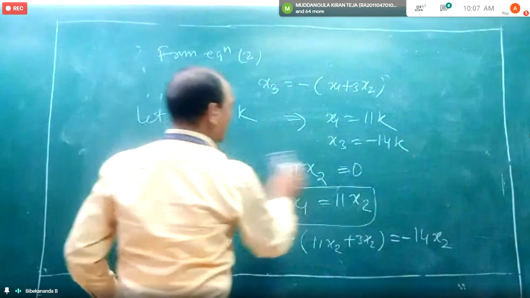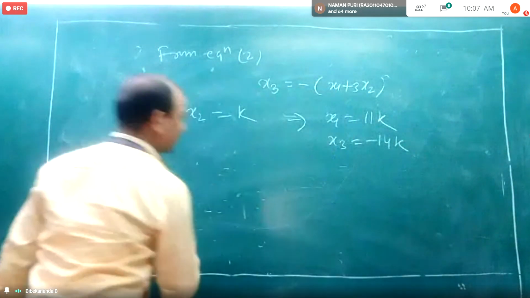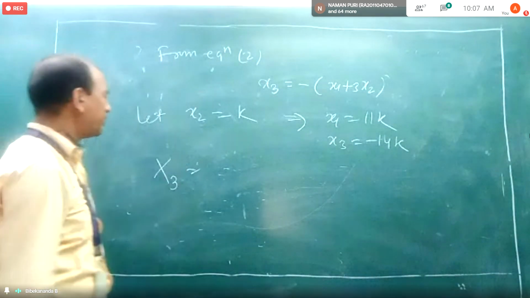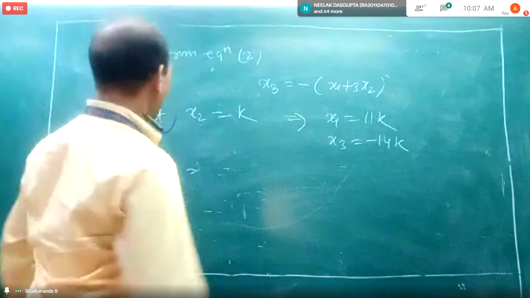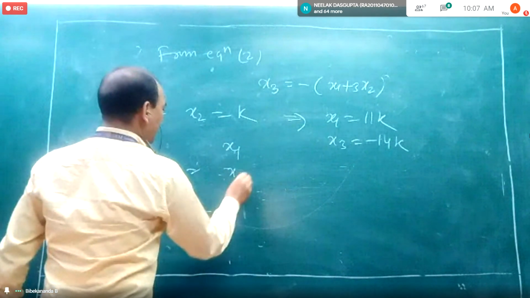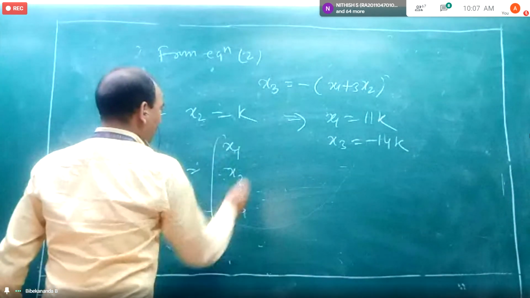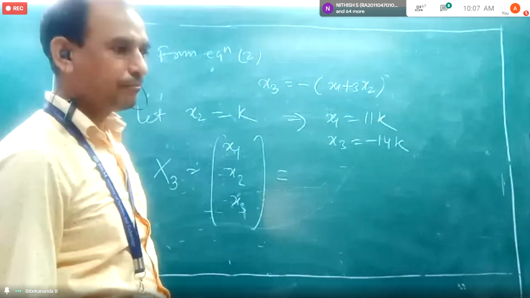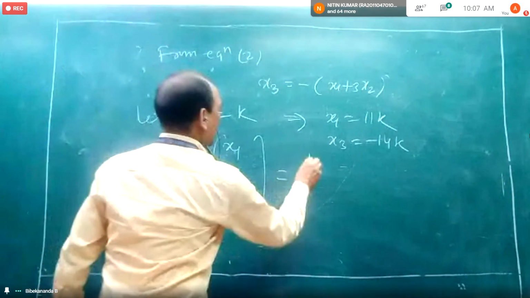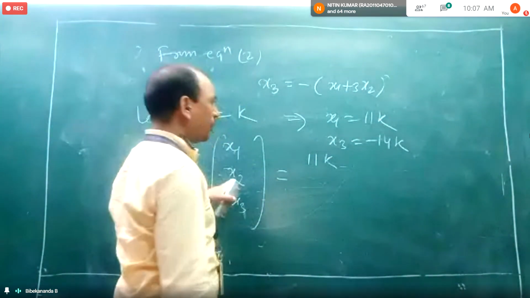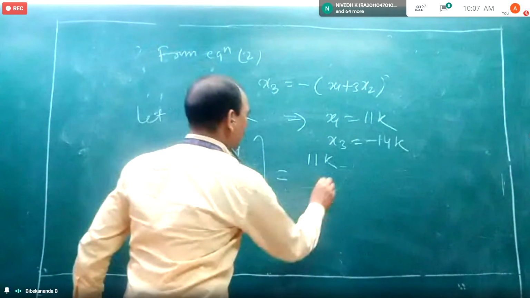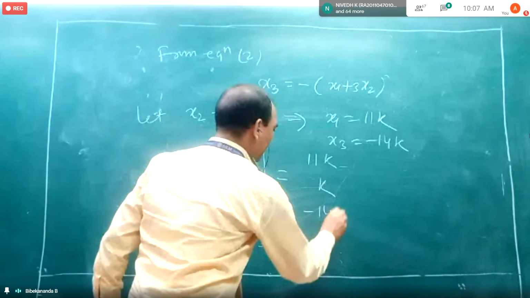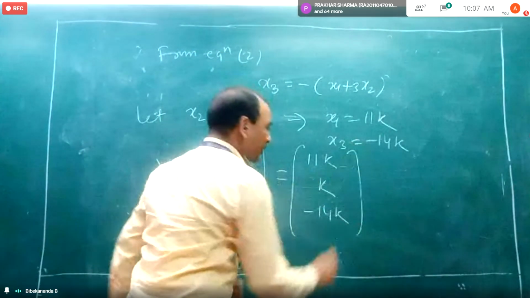Now can you tell me what will be the final eigenvector? What will be the x3 corresponding to lambda equal to minus 2? You have x1, x2, x3. What is the value of x1? 11k. What is the value of x2? k. What is the value of x3? Minus 14k. Now you can normalize it.